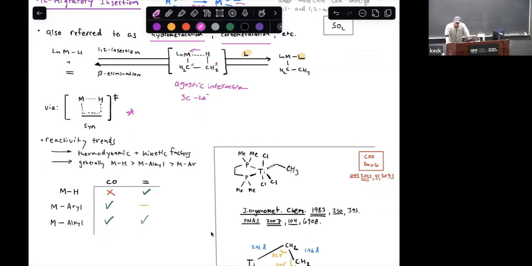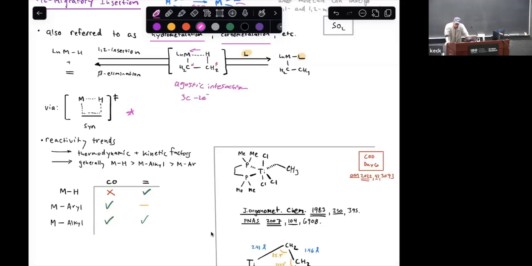Reactivity trends here: there are some similarities, but also some notable differences in terms of 1,1 versus 1,2 migratory insertion. Like 1,1 migratory insertion, in 1,2 migratory insertion one needs to consider both thermodynamic and kinetic factors. But in general, one way to think of it is that in a 1,2 migratory insertion, you're not starting in as deep of a thermodynamic well. So you typically have a broader range of migrating groups that are thermodynamically allowable in terms of migration.